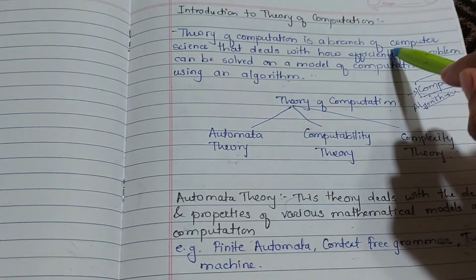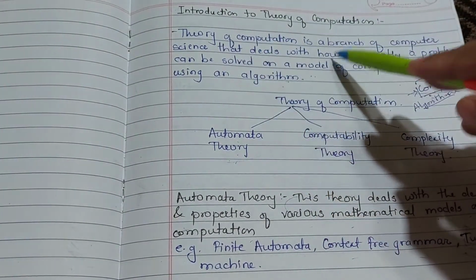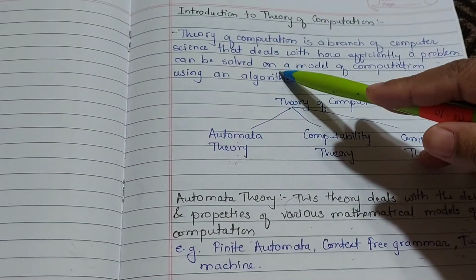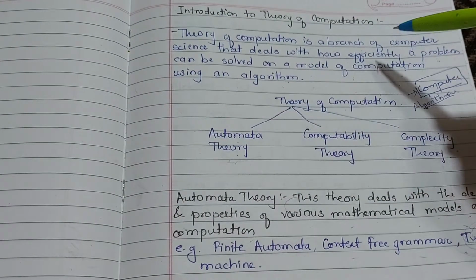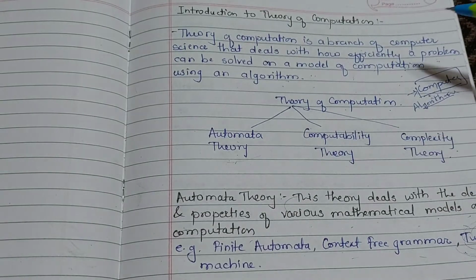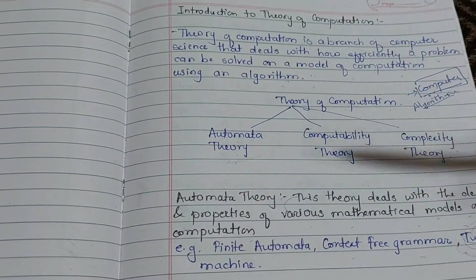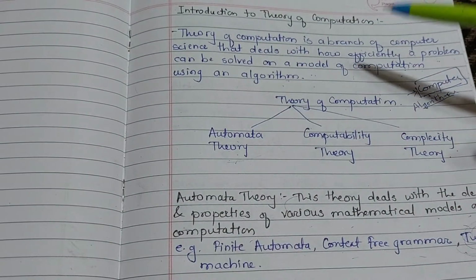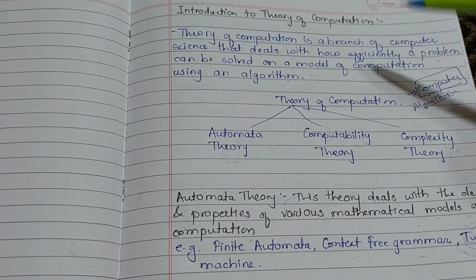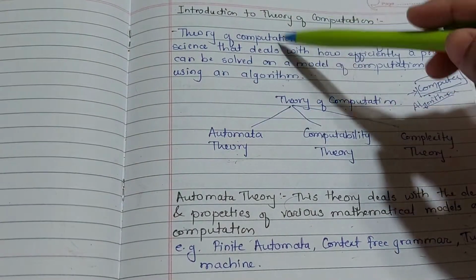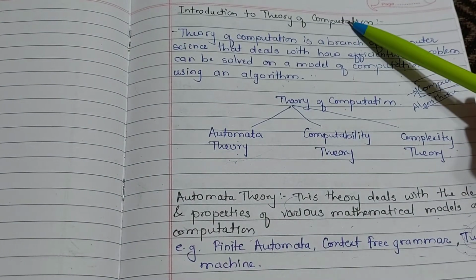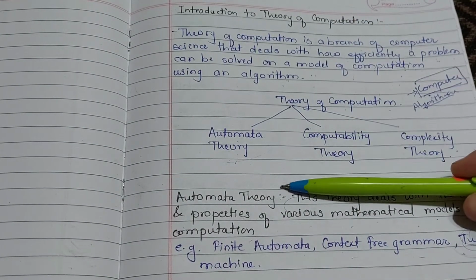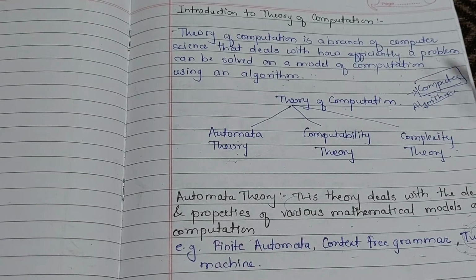Theory of computation is a branch of computer science that deals with how efficiently a problem can be solved on a model of computation using an algorithm. That means to solve a problem we can use a model, and on that model, how efficiently the problem can be solved using an algorithm, that is there inside the theory of computation. Inside this subject we have a number of models which can be used to solve a problem.